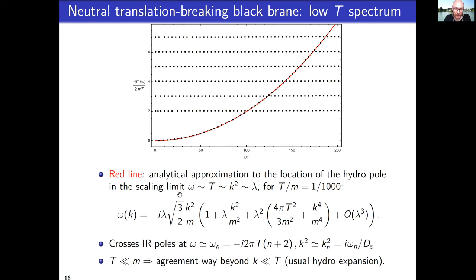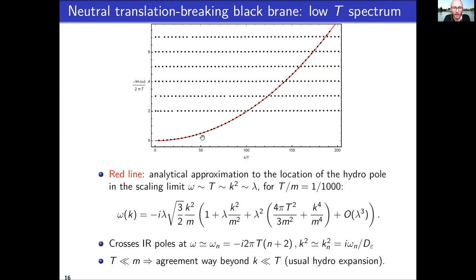Now, what we've done is we've computed analytically the approximate location of this pole in the scaling limit where omega over T is of order k squared over T, over lambda, where lambda is a bookkeeping parameter, which is small, for sufficiently small T. This isn't the hydro limit. The hydro limit would have been omega over k squared much less than T. Here we're doing omega over T. So when you do this analytical computation, this is the approximate dispersion relation you find.